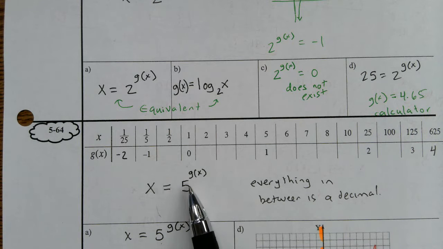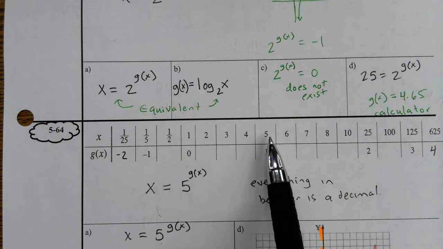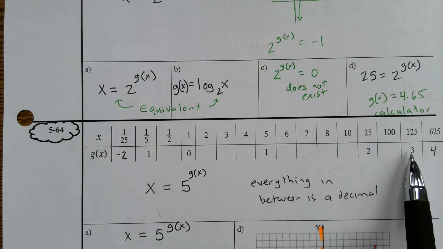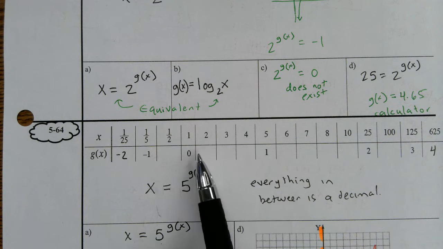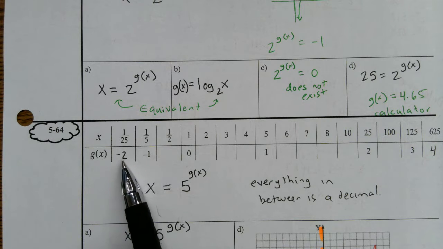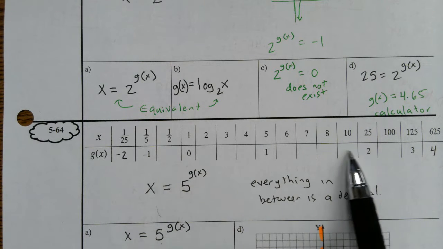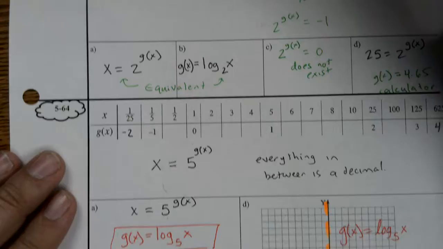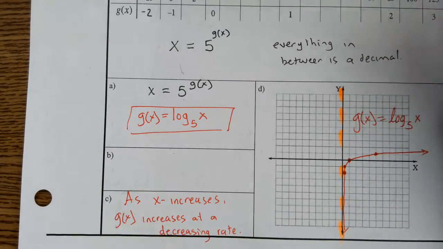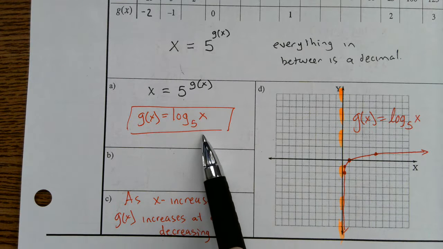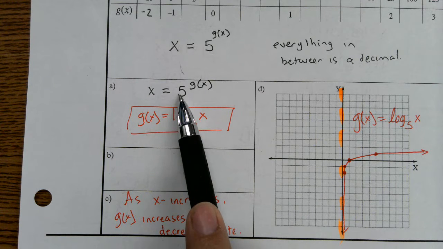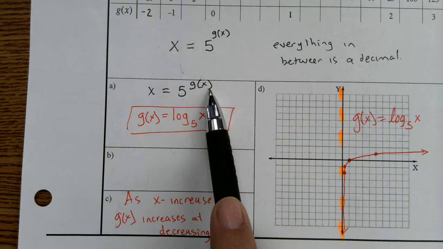This time the base is 5, and we have, for example, 5 to the 1 power is 5, 5 to the second power, third power, fourth power, etc. 0 power, negative 1, negative 2 power. Everything in between is going to be a decimal. So next, we're asked to, again, rewrite this as an exponential and then a logarithm, log base 5 of x equals g(x).